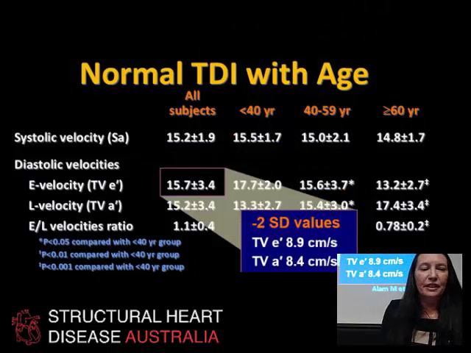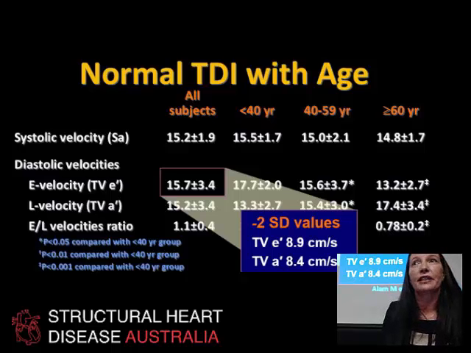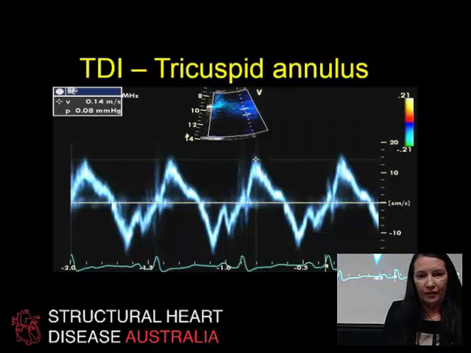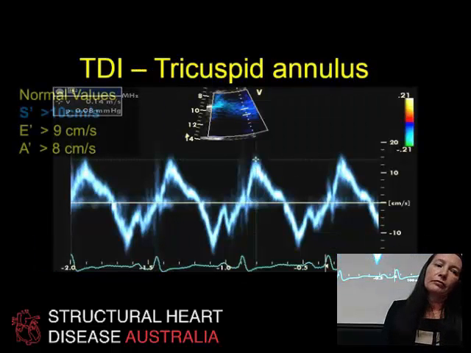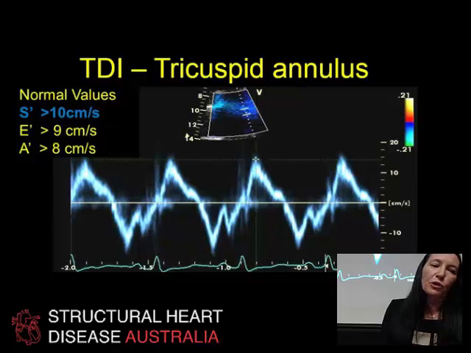Similarly, as we'll get onto later with the diastolic velocities, there's a little bit of drop off with age, but you can also see that if we want to look at the E prime and the A prime, we can do this. There are normal ranges for these measures. So this is what I teach as the normal values for tricuspid annular TDI, that the S prime should be 10 or more, the E prime should be 9 or greater, and the A prime 8 or greater.